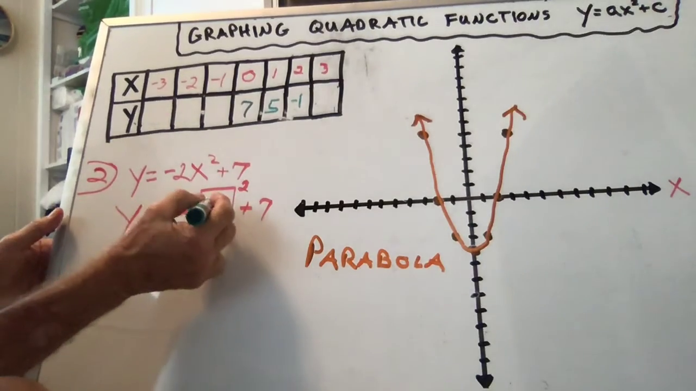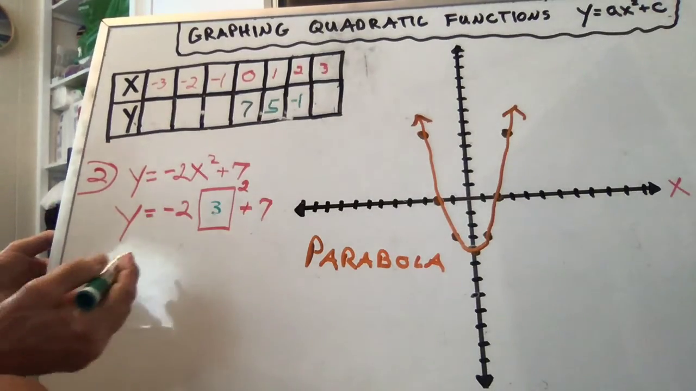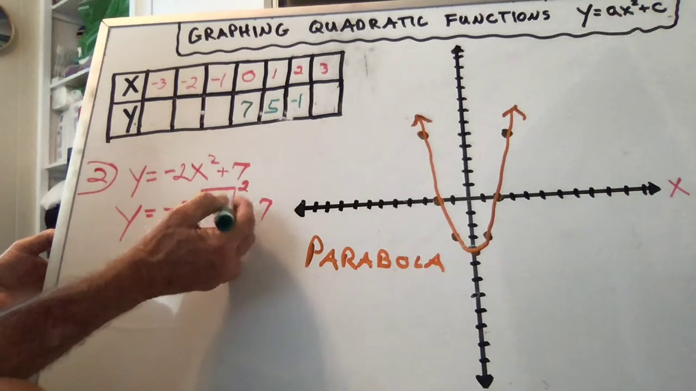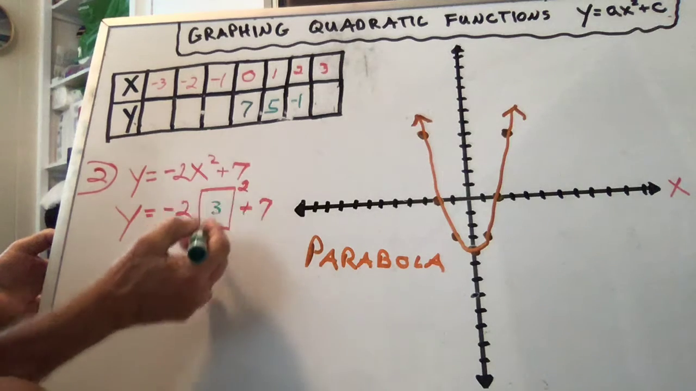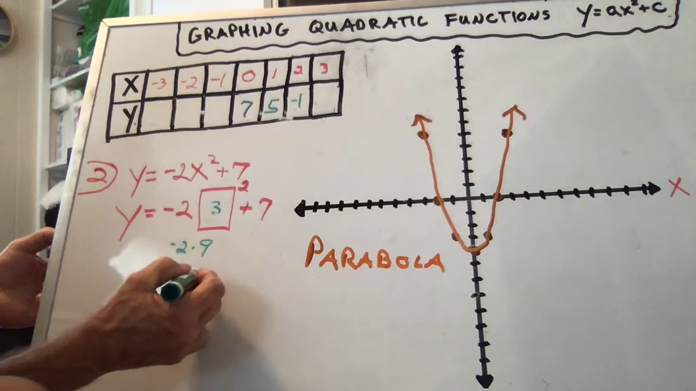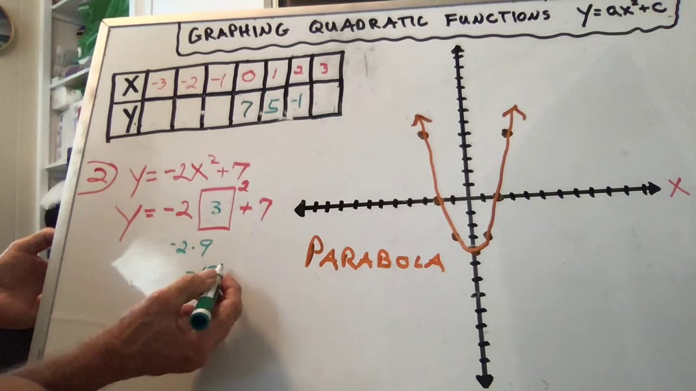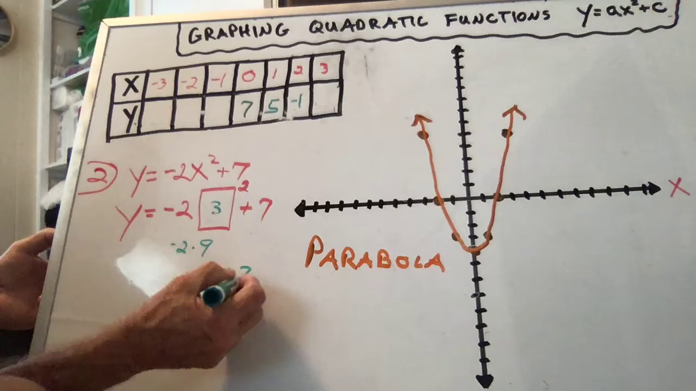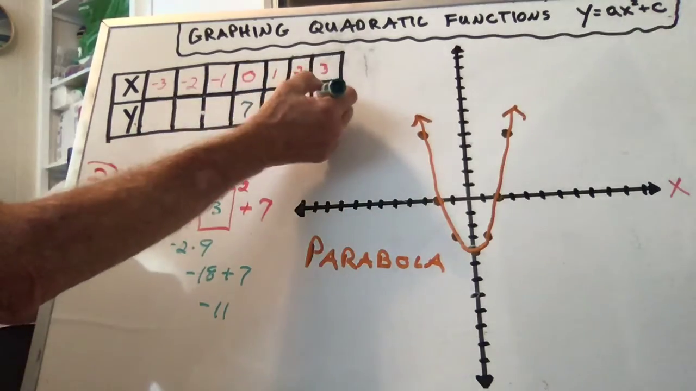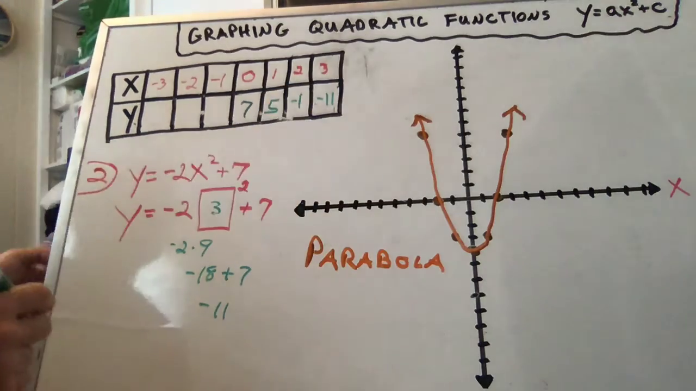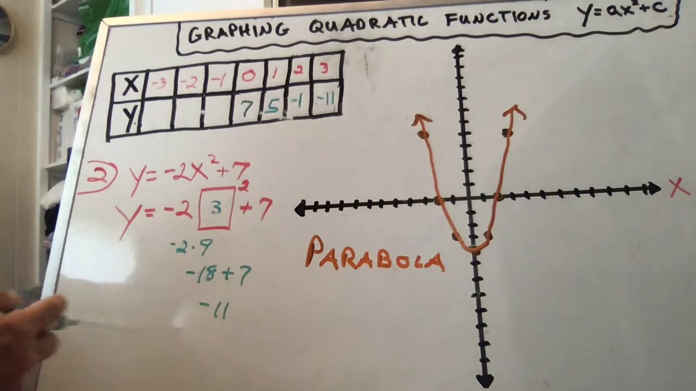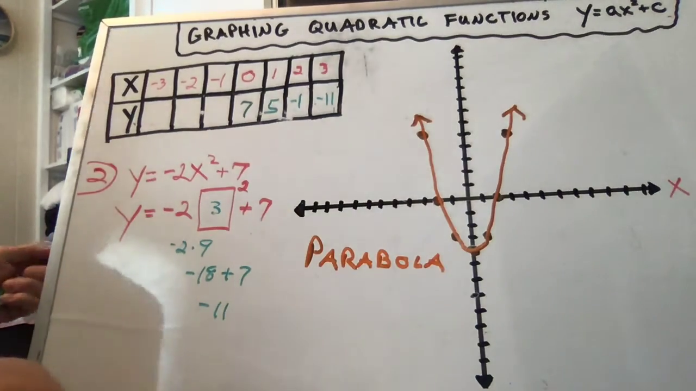Okay, last one we're going to do on the right side is 3. So remember, 3 to the second power is not 6, it's 9. So 3 squared is 9. Negative 2 times 9 is negative 18. Plus 7 is negative 11. That's a big one. Negative 11. All right. Doing good.